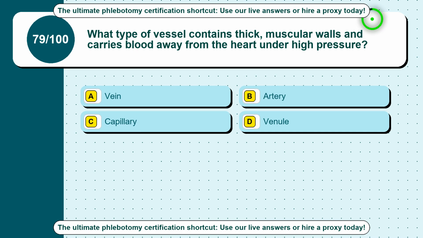Question 79. What type of vessel contains thick, muscular walls and carries blood away from the heart under high pressure? Option A, vein. Option B, artery. Option C, capillary. Option D, venule.